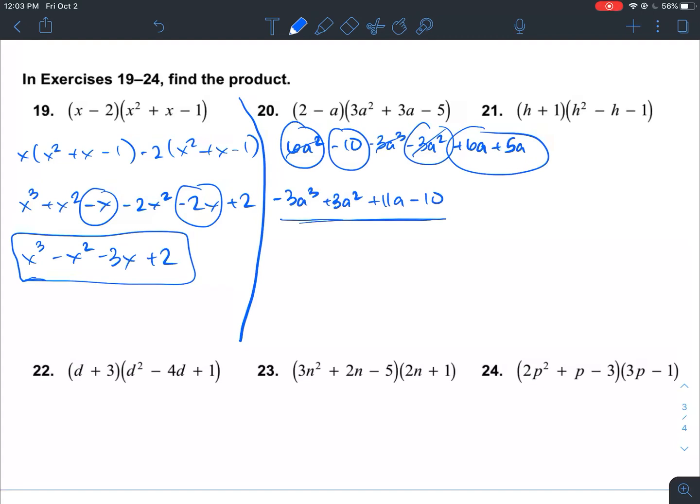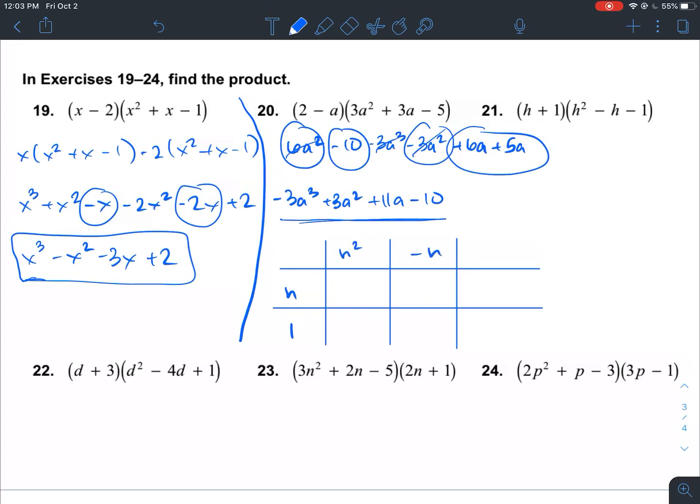Alright, I'll do the table method for the last one right here. I'll make my own table. Might not be the greatest, but might work okay. Okay, so I'm going to have h and 1 over here, and then here I'm going to have h squared minus h and minus 1. Okay? So I multiply each column and row together. This will be h cubed. This will be negative h squared minus h.